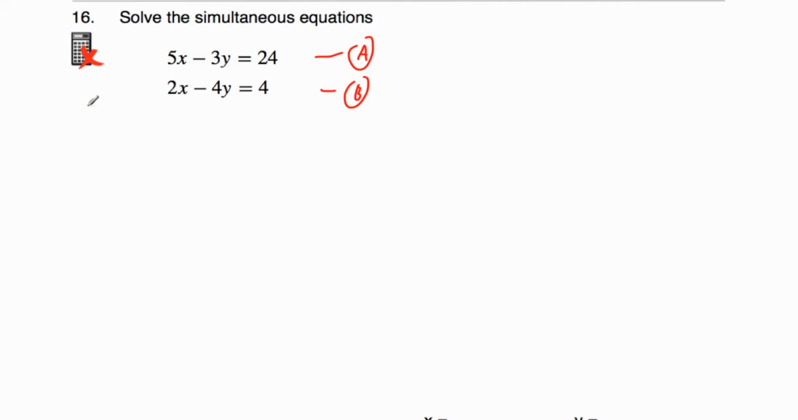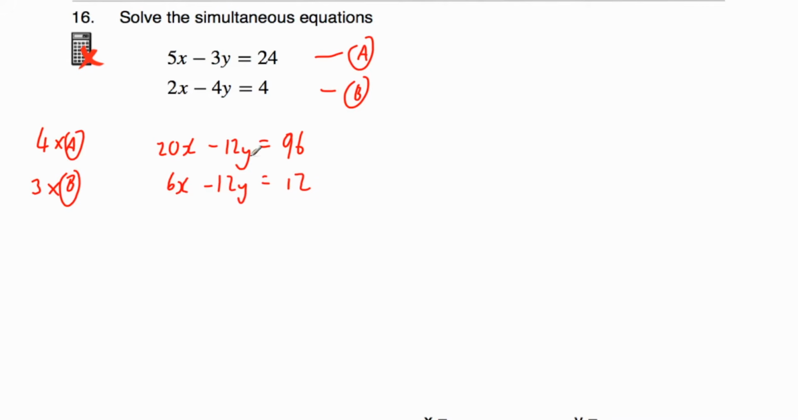So let's multiply A by 4, so 4 times A, and see what we get. If we multiply everything by 4, we will get 20x minus 12y equals, and 24 times 4 will be equal to 96. And then we're going to do 3 times equation B, and 3 times this equation would be 6x minus 12y equals 12. So we've got two equations, both of them with minus 12y, so that's great. So we can now subtract them to cancel out those minus 12y's.